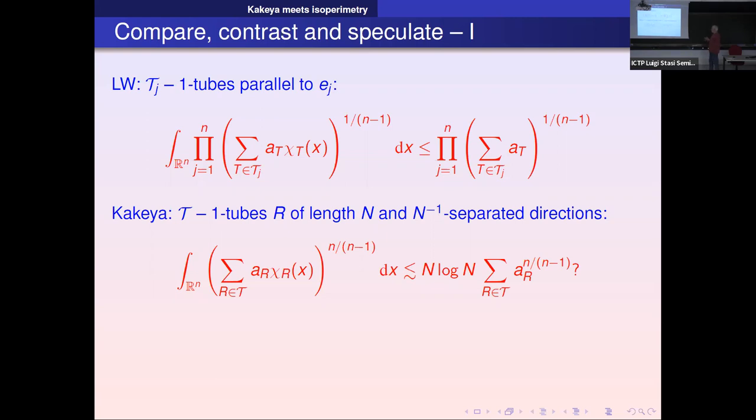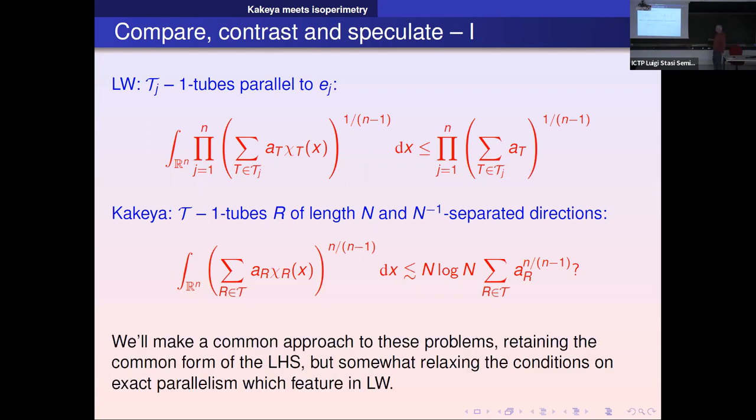But it's a similar sort of thing. We're looking at a weighted sum of characteristic functions of these things raised to a power, and we're trying to control that by an appropriate form of these coefficients here. So I want to draw out the parallel between these two formulations. That's more what I want to do than anything else.